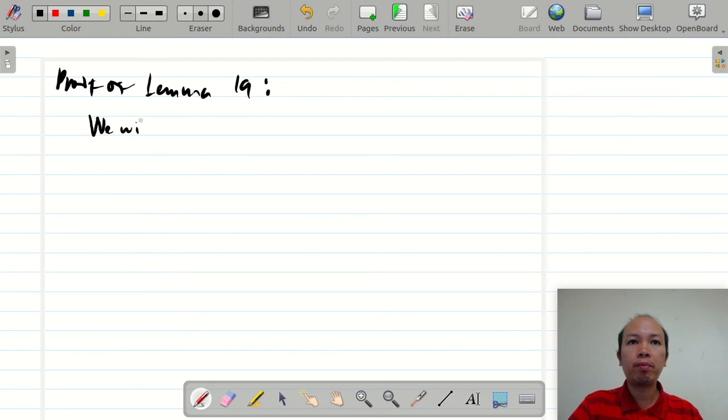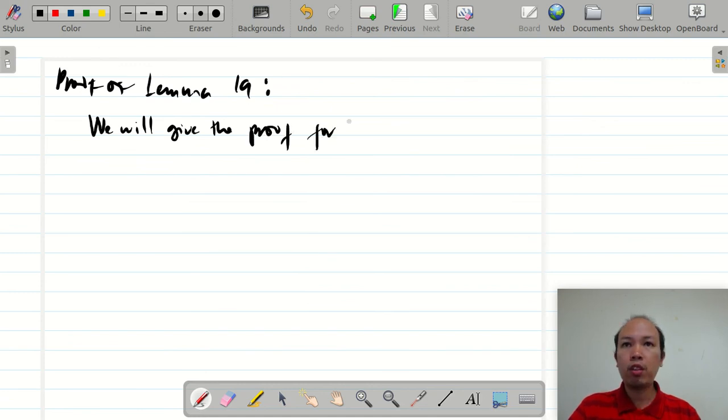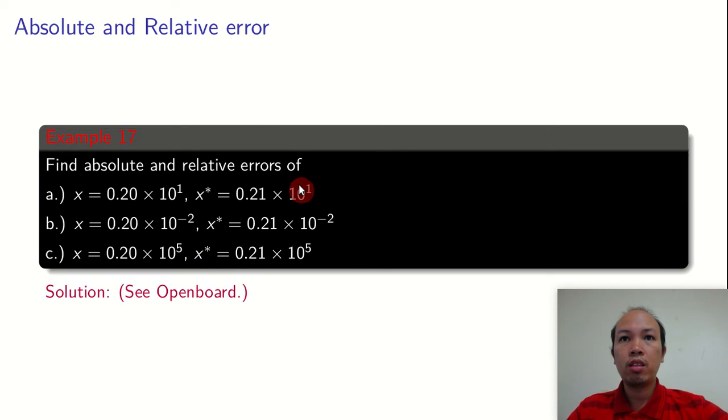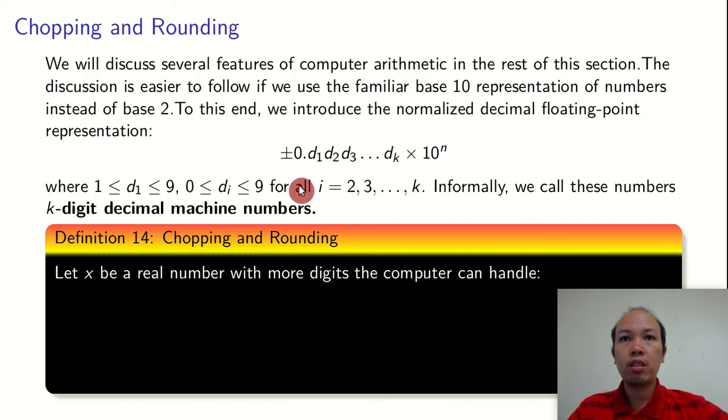So we will give the proof for chopping, and the proof for rounding is similar, but it is tedious. So let x be our x, which is of this form. This is our x.